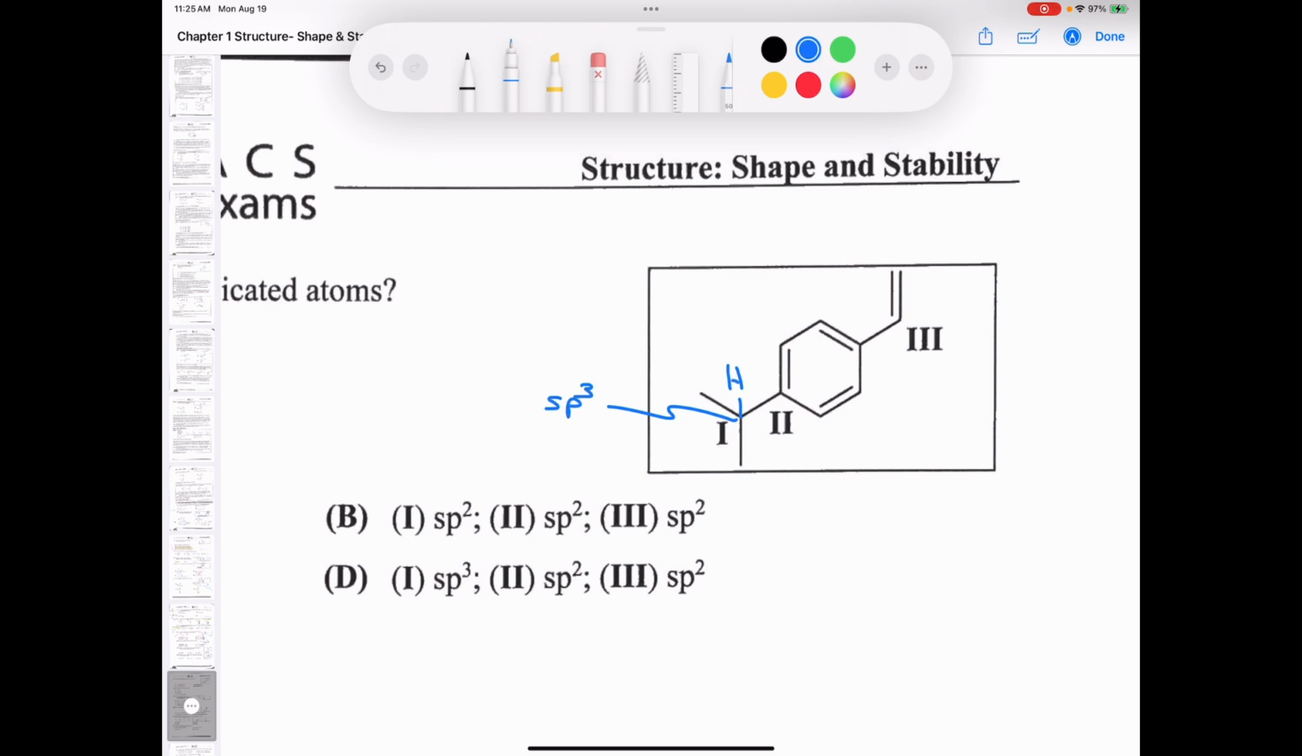So this is sp3. This one here has 2 singles and a double, so it is sp2. And this one here has 2 singles. There's one single bond that's not shown, one to a hydrogen. But again, this is a bond line structure, so 2 singles and 1 double. And so this is sp2, so sp3, sp2, sp2. So the answer must be D.